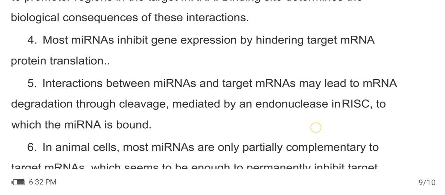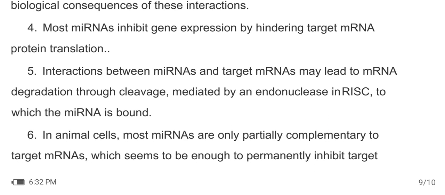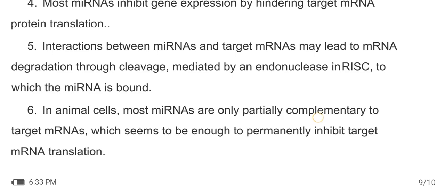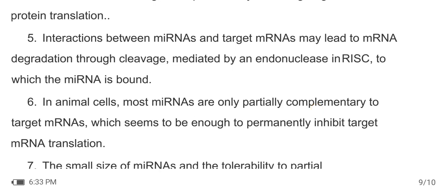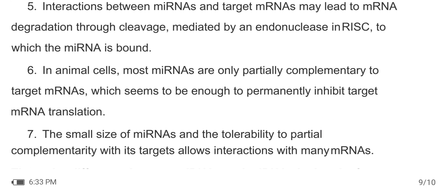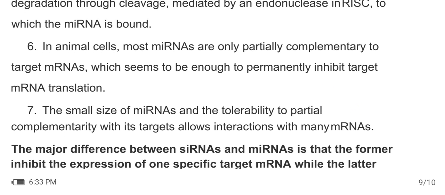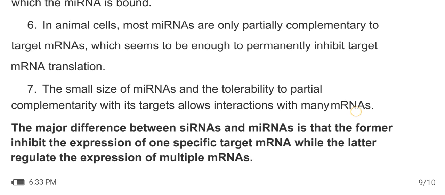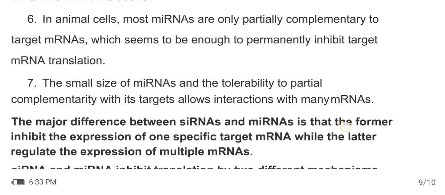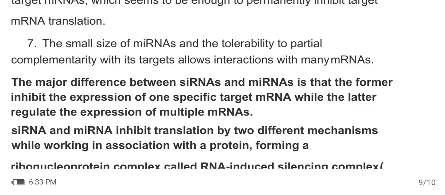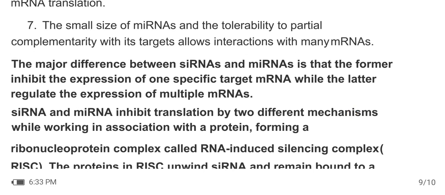Most miRNAs inhibit gene expression by hindering target mRNA protein translation. Interactions between miRNA and target mRNA may lead to mRNA degradation through cleavage mediated by an endonuclease in a RISC to which the miRNA is bound. In animal cells, most miRNAs are normally partially complementary to target mRNAs, which seems to be enough to permanently inhibit target mRNA translation. The small size of miRNA and tolerability of partial complementarity with its targets allows interactions with many mRNAs.